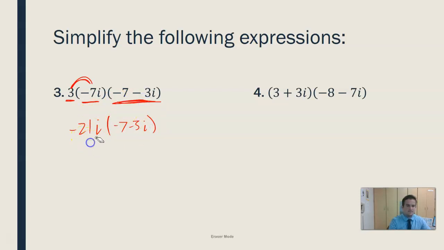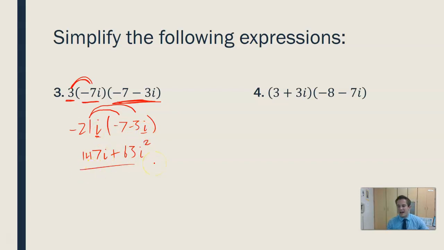This part right here. So I'm going to go ahead and distribute negative 21i and multiply it by every part that is in this other parentheses. Every element of this parentheses, every term, I'm going to multiply by negative 21i. So negative 21 times negative 7, what is that? Negative 21 times negative 7 is going to be 147. So 147i. This i just comes along for the ride. Negative 21i times negative 3i is going to be a positive. 21 times 3 is 63. i times i is i squared.